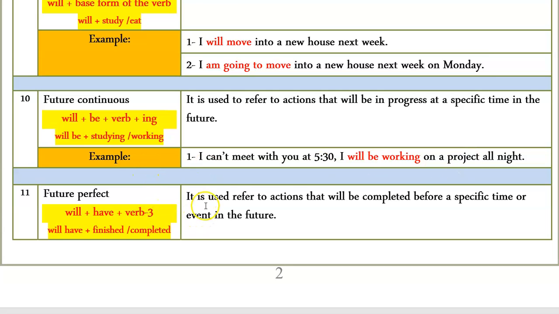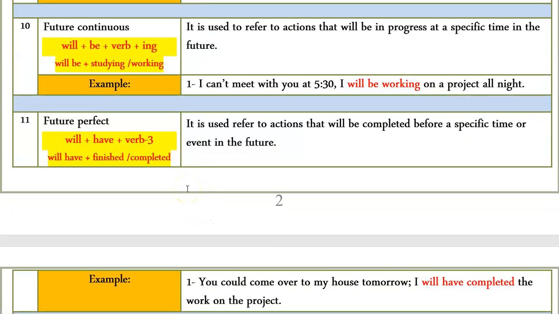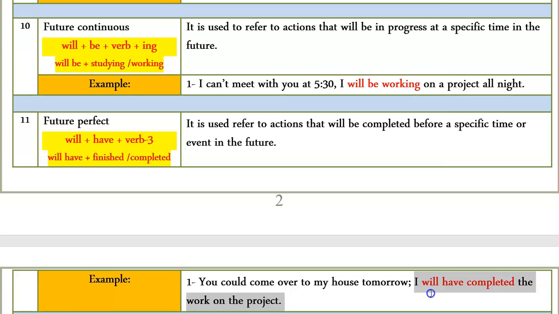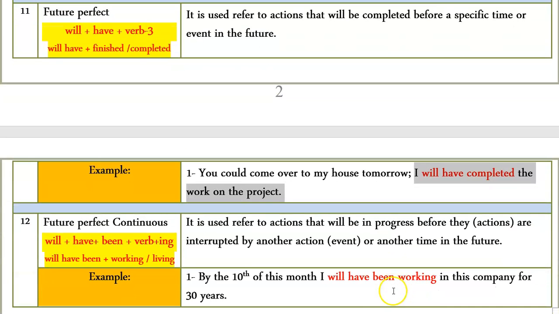Future perfect. Now this is connected to future continuous. Now if you decide to come either way, so I'm telling you, you could come over to my house tomorrow but not tonight. Why? Completion. Because I will have completed the work on the project. You could come tomorrow.